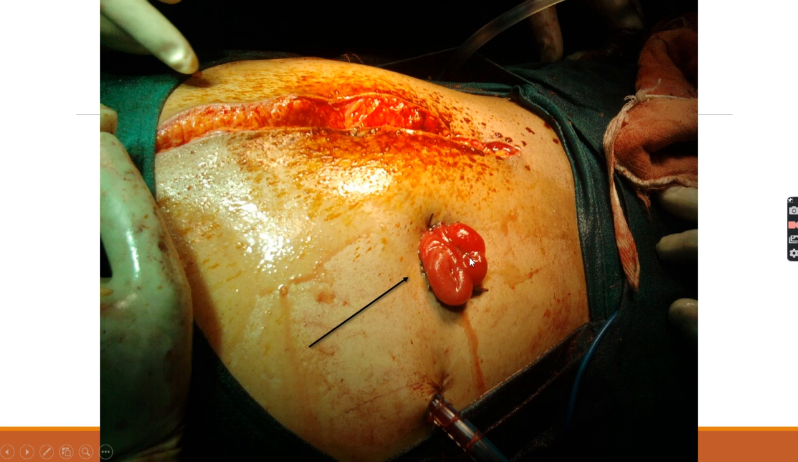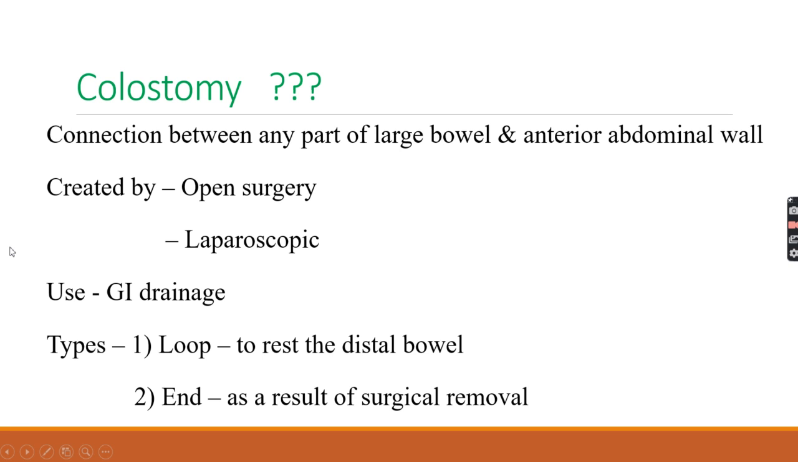This is an example of loop ileostomy. You can see two loops are there. This spouted appearance. On the right side of the abdomen, this is the midline incision. This one is the caudal end and this one is the cranial end of the patient. This is an abdominal drain and this is the right side of the midline, right? Loop ileostomy. Then comes a colostomy.